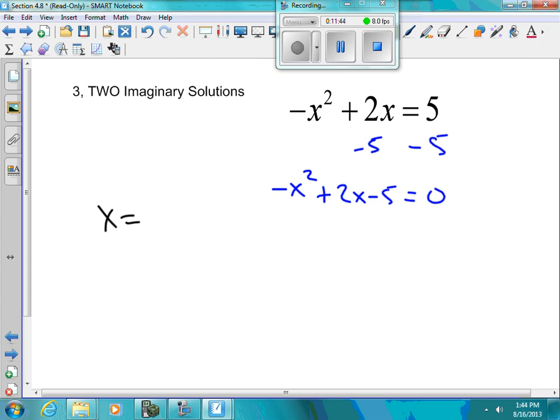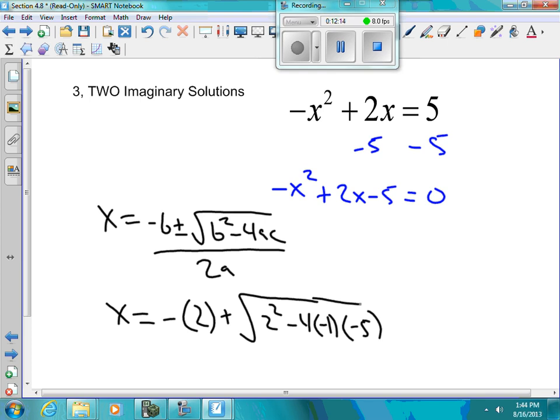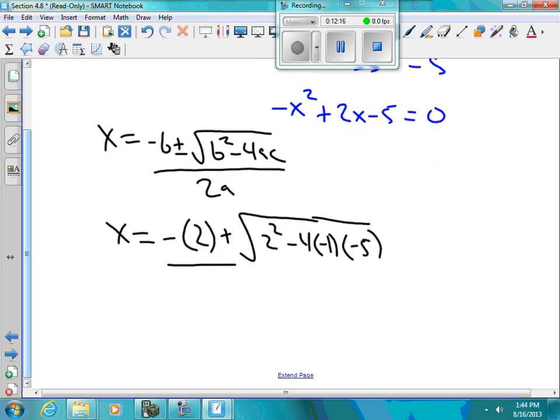Okay, so we're solving this equation. x equals negative b plus or minus the square root of b squared minus 4ac, divided by 2a. So what is our b value? Our b value is a positive 2. We left it as is and didn't manipulate anything. So we get negative 2 plus or minus the square root of 2 squared minus 4 times negative 1 times negative 5, all divided by 2 times negative 1.